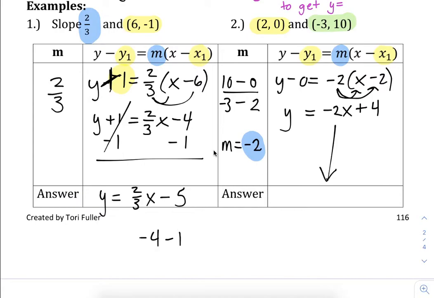Okay, so that is a 2-step problem. No more work. Pause the screen if you need to. Go ahead and go to the next page. Great.